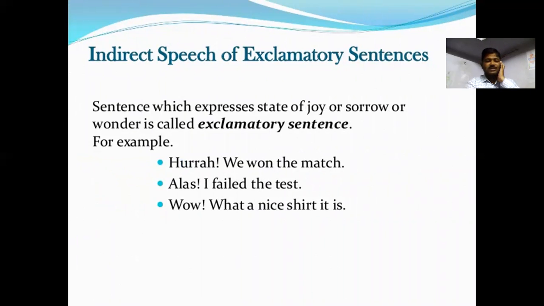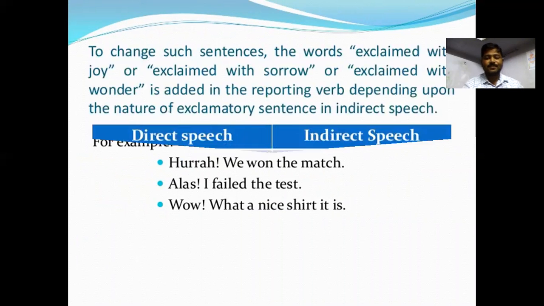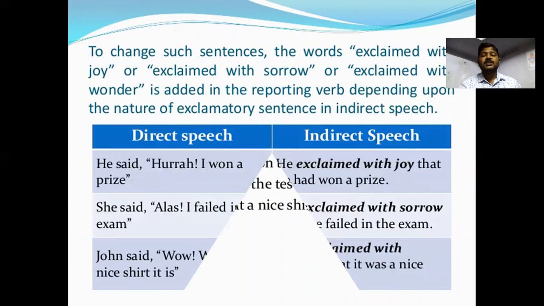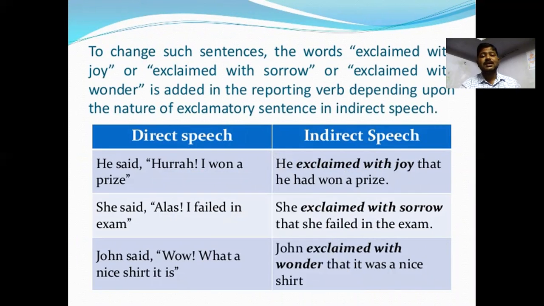Now look at the exclamatory sentences. Sentences which express a state of joy, sorrow or wonder are called exclamatory sentences. For example, hooray, he won the match. Alas, I failed the test. Wow, what a nice t-shirt it is. Look at the changes for exclamatory sentences. Exclaimed with sorrow, exclaimed with joy, or exclaimed with wonder is added to the reporting verb depending upon the nature of the exclamatory sentence in indirect speech.